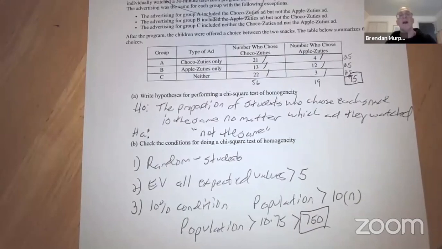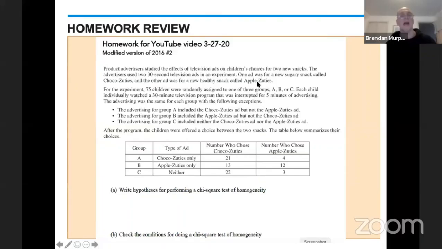So again, that was the homework for the other night. Hopefully you had a chance to do that. If not, don't worry about it. And I'm back to my PowerPoint here. And this again was just the homework problem. So let's just keep moving forward.